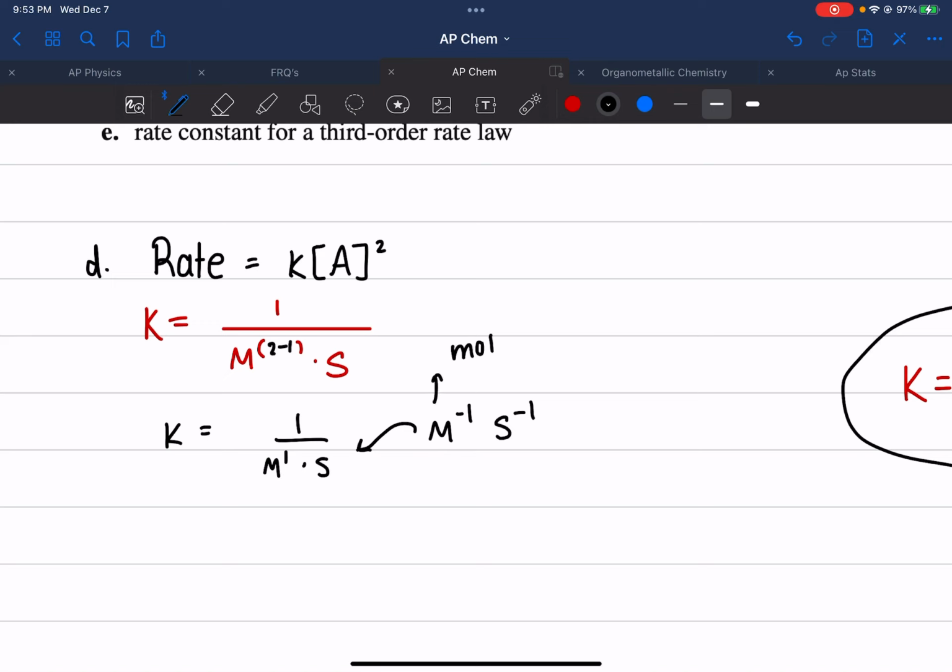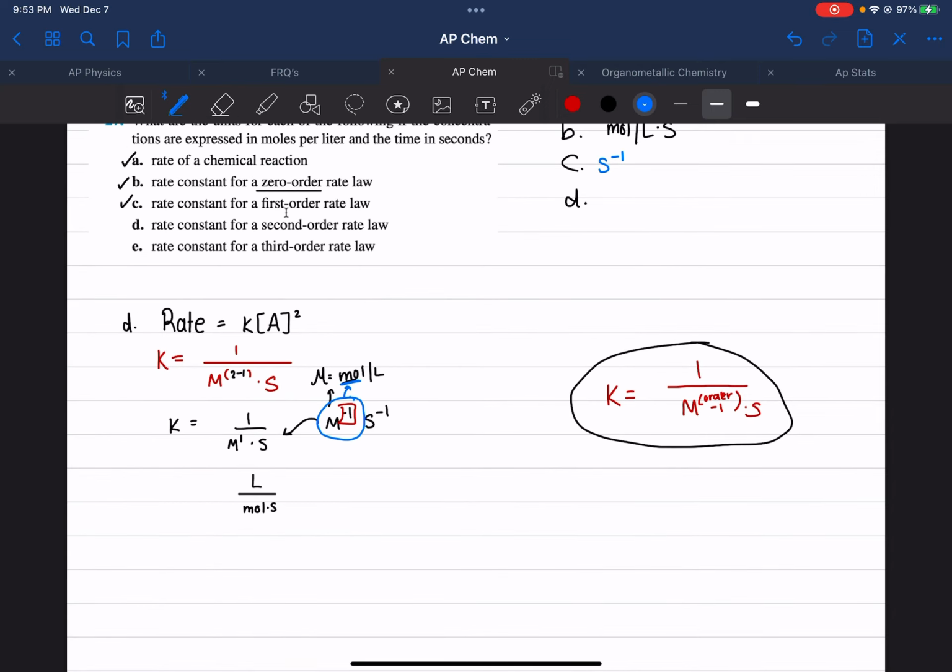But molarity regularly is written as moles over liters. Because it's to the power of 1 on the bottom, I think of it like this: instead of being moles over liters, it's going to flip and become liters over moles times second. Because this is our normal molarity, where moles are on the top, the inverse would be the inverse.